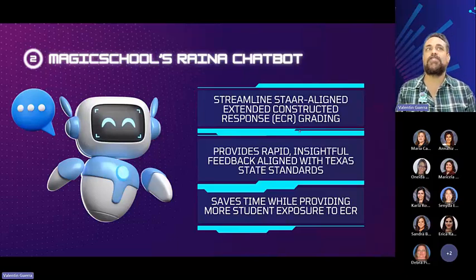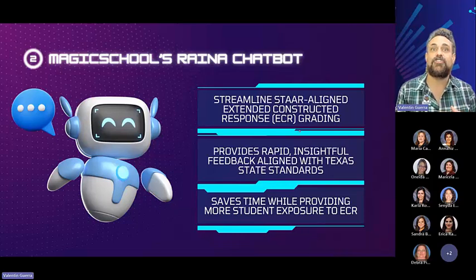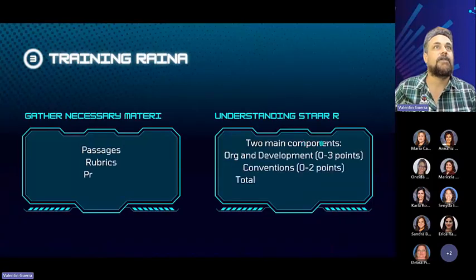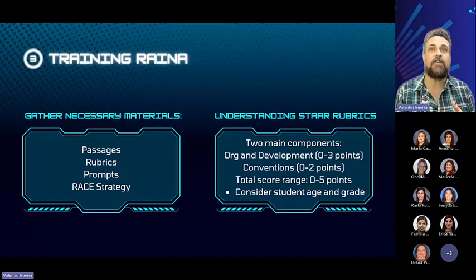So with the constructive chatbot and Magic Student, it's going to streamline that start line extended constructive response grading, allowing you to give your students automatically the feedback on how they wrote using the RACE strategy with the rubric, and specific on that passage and specific on that passage prompt. When we train, we need to make sure that we add all of these documents to the chatbot. So we need to make sure that the passage is there, the prompt is there, the rubric, make sure that the passage is informational or argumentative and provide the correct rubric in there.